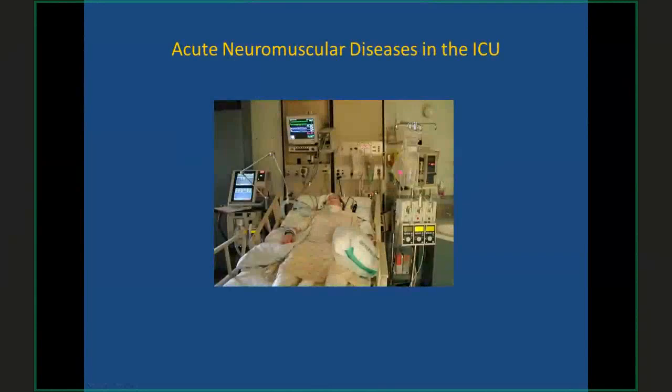As we know, most neuromuscular diseases are chronic. We see patients in the clinic, but occasionally, when we're on call, we get to see patients in the ICU.